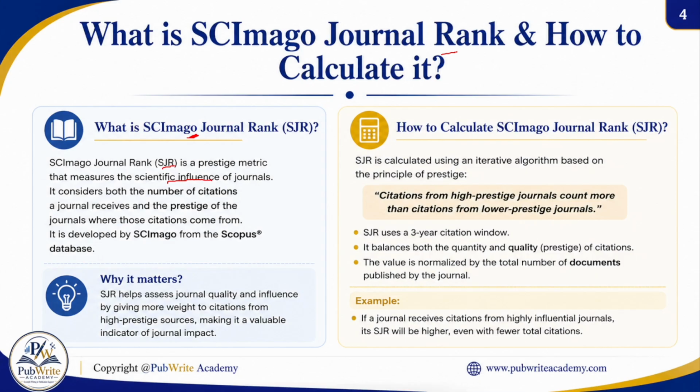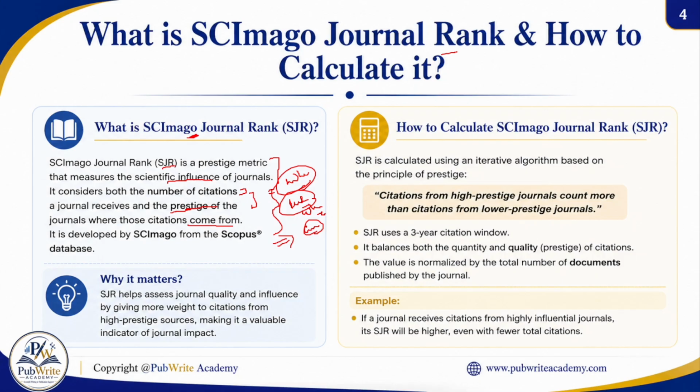So what does it take into consideration? It takes into consideration the number of citations and where the citations come from, like the prestige of that particular journal from which the citations are received. In the earlier case, we were only considering the citations, no matter where they came from. But in this rank, they take into consideration the number of citations, as well as the prestige of the journal where the citations come from.